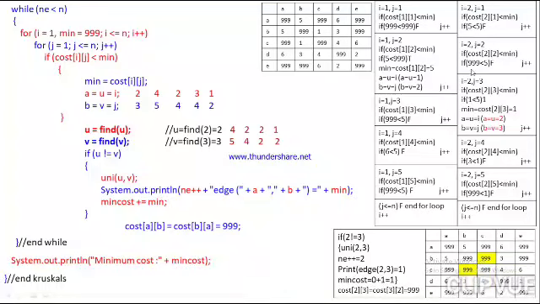That is 2, 2. 2, 2.999 is less than? No. Then 2, 3. So is 1 less than the 5? What is 2, 3? 2, 3 is 1. Is 1 less than the 5? Yes. If it is true, then I will enter into this.